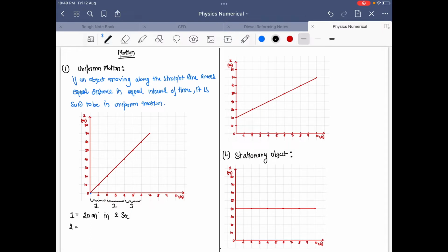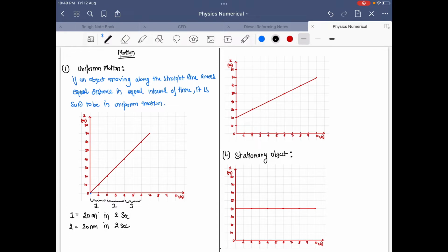Now let's look at the second interval. Again you will see the object is here and then it has moved from here to this point. The difference between these two points is again 20. So for the next 2 seconds, the object has covered 20 meters in the next 2 seconds.